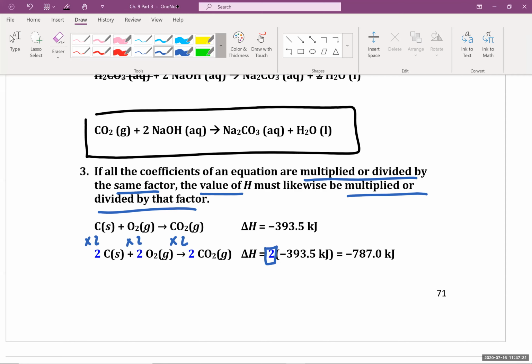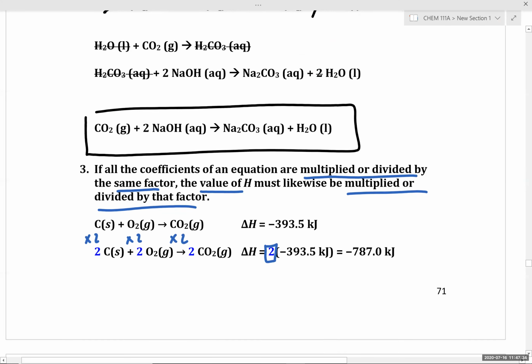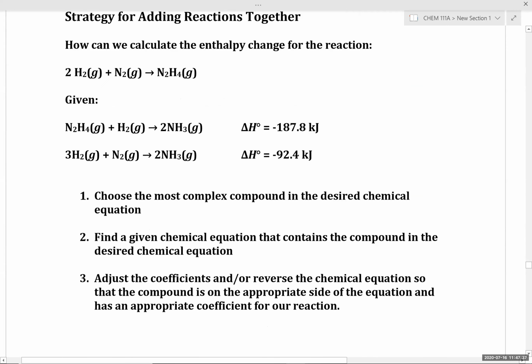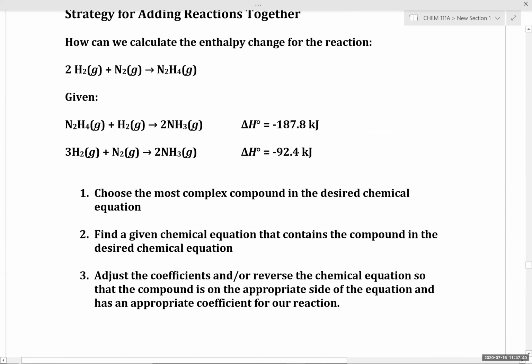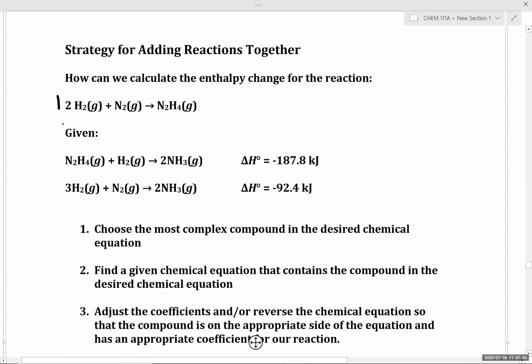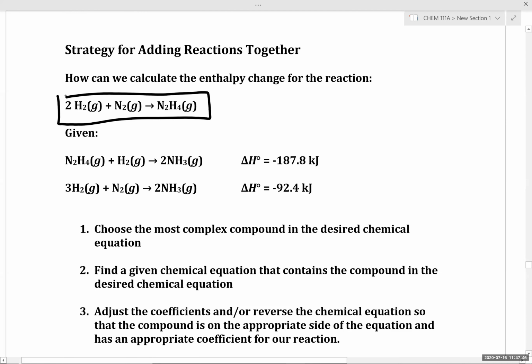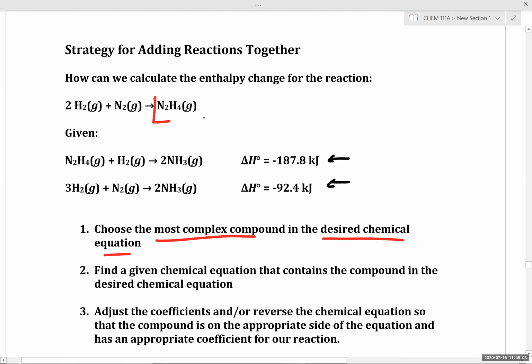Okay, so these are the rules in our toolkit. Let's talk next about our strategy for adding reactions together. So suppose we want to calculate the enthalpy change for the following reaction, and we're given these two component reactions. So our first step is to choose the most complex compound in the desired equation. So I'm going to put a circle around this hydrazine. Just as a side note, hydrazine is the principal component of rocket fuel.